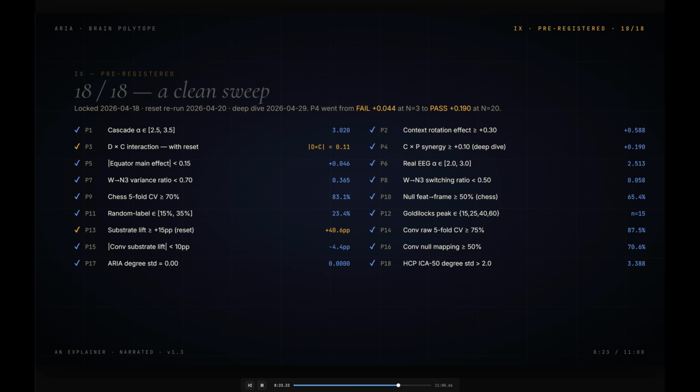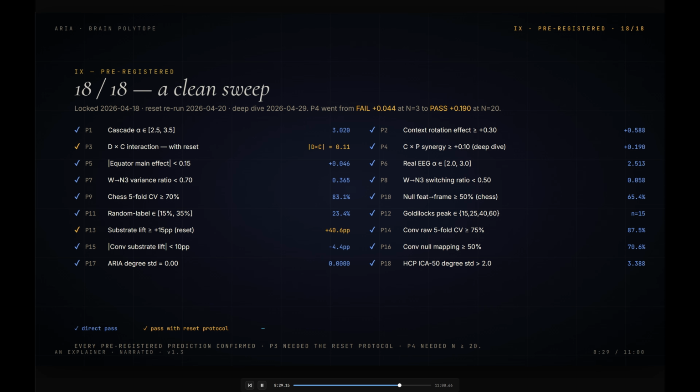The current internal result is 18 out of 18 pre-registered checks passing. That includes cascade exponents, context rotation effects, reset interactions, EEG ranges, wake to N3 variance shifts, switching ratios, chess controls, convolution controls, substrate lift, and the HCP degree heterogeneity comparison. Two important details should be stated clearly. This is an internal research stage result, and some passes required the correct protocol, especially reset handling and sufficient seed count. That makes the result more credible, not less. Because the model did not simply declare victory, it found where the protocol mattered.